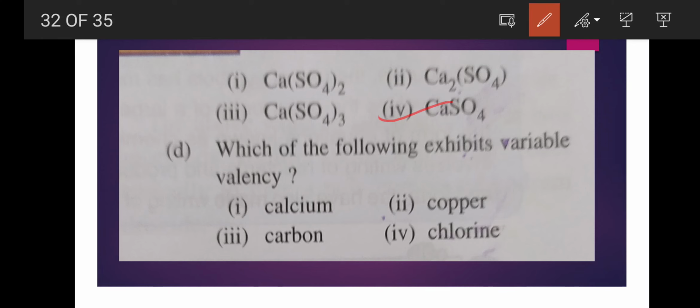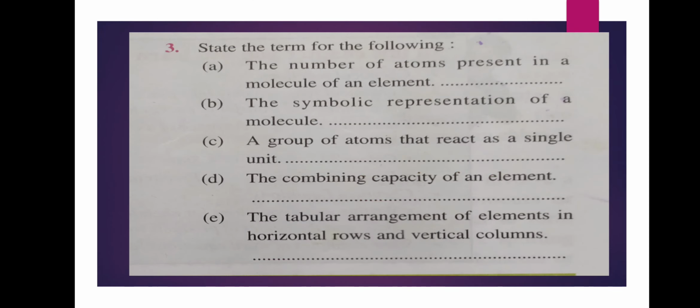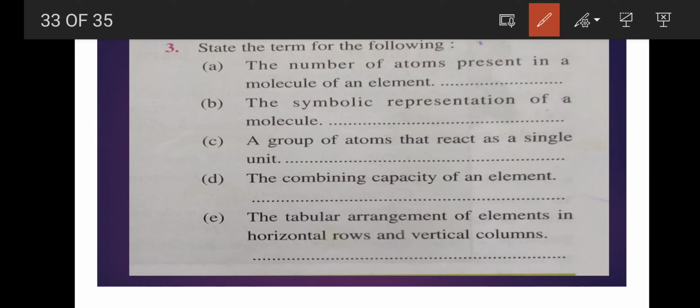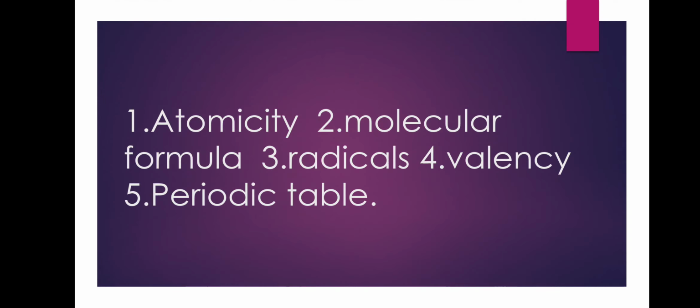Which of the following exhibits variable valency? Of course it's very clear. Copper, cuprous and cupric. Next, state the term. The number of atoms present in a molecule of an element. So answer will be what? I have given the answer here, atomicity. Clear? Next is the symbolic representation of a molecule. Answer will be molecular formula.